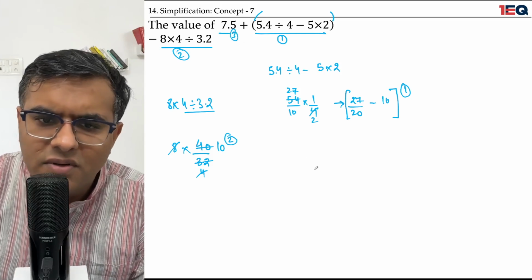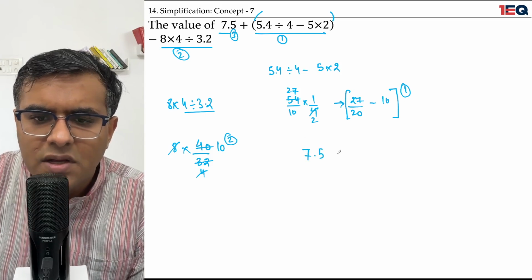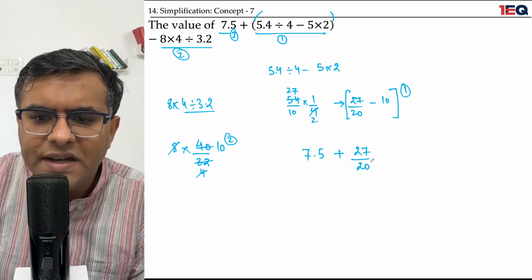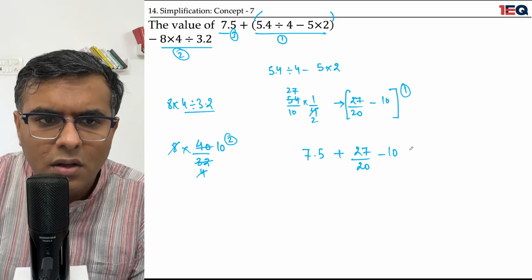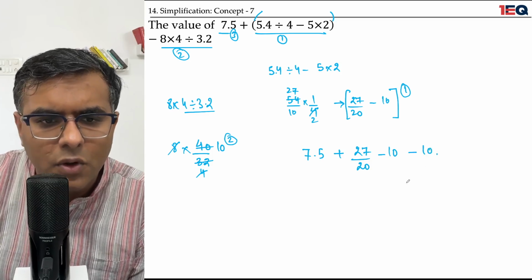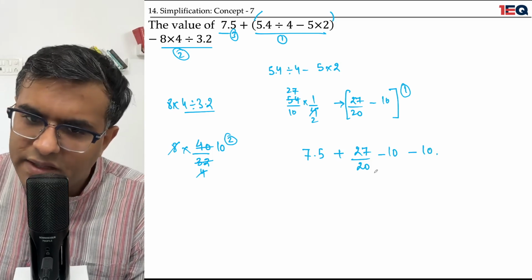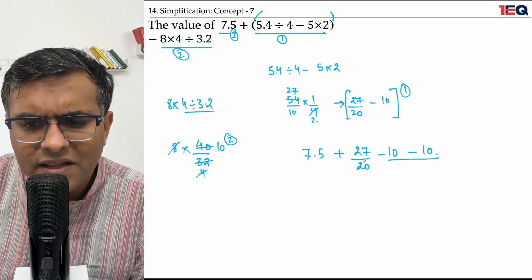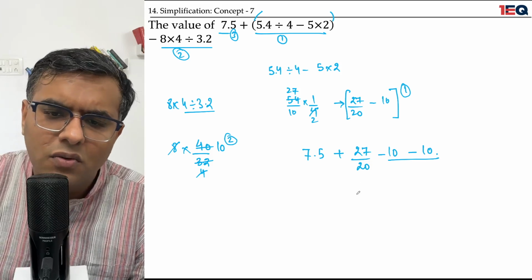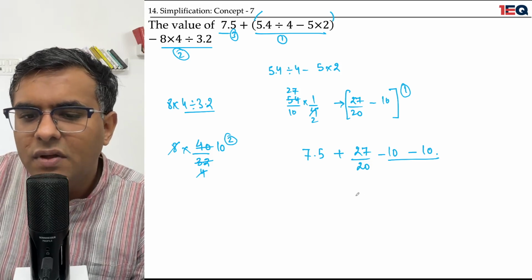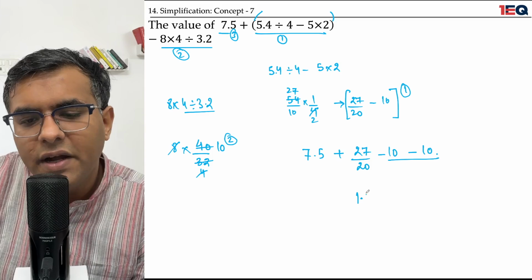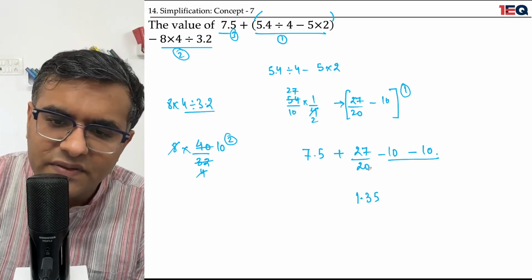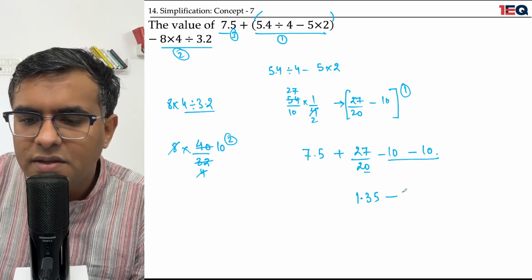Now the third portion that I'm talking about is simply 7.5. So I'll rearrange things back. 7.5 plus 27 upon 20 minus 10 minus 10. This minus 10 and minus 10 will become minus 20, and let us have it over here like that only. 27 upon 2 would give me 135 or 1.35. 27 upon 2 is 13.5, and another decimal would shift to the left because of the 0 that I have here. So 1.35 is here, minus 20 we have here.